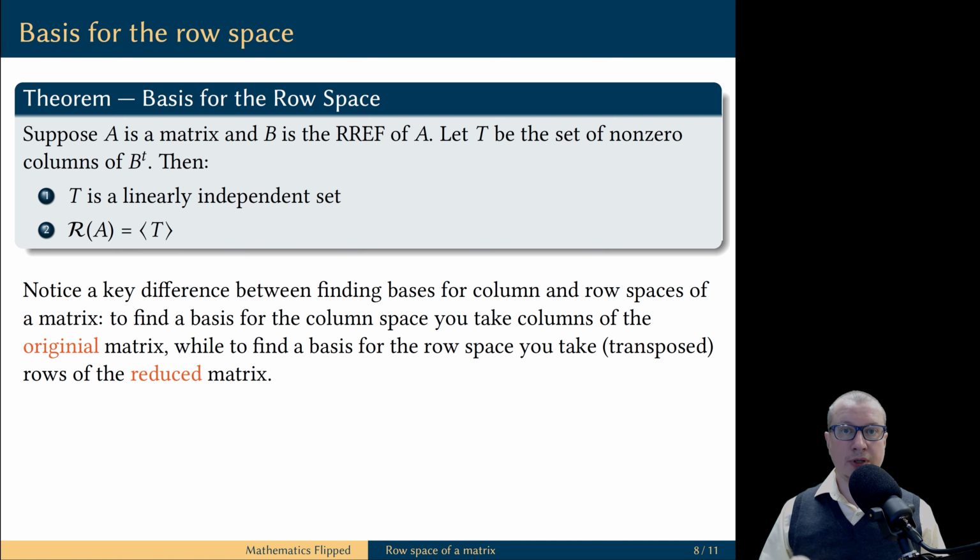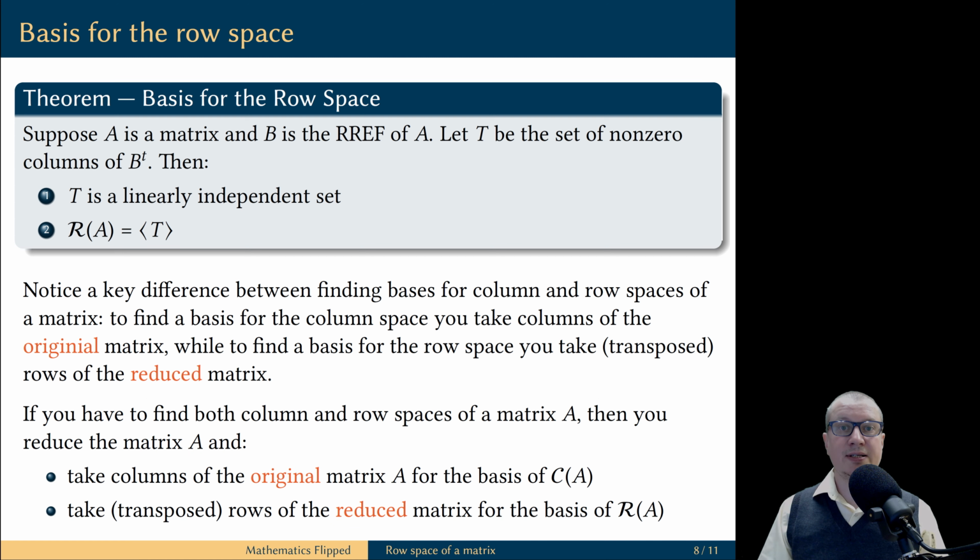I want to point your attention to one crucial difference between finding the basis of the column space and the basis of the row space. Remember, for the column space, you look at the reduced matrix, you find the pivot columns, but then you go back to the original matrix and you take columns of the original matrix. For the row space, pay attention to what the theorem says. You choose the non-zero rows of the reduced matrix. You don't go back to the original one. You choose the basis from the reduced matrix.